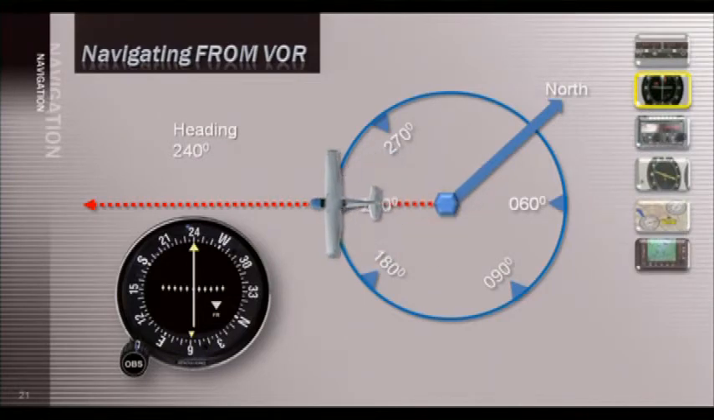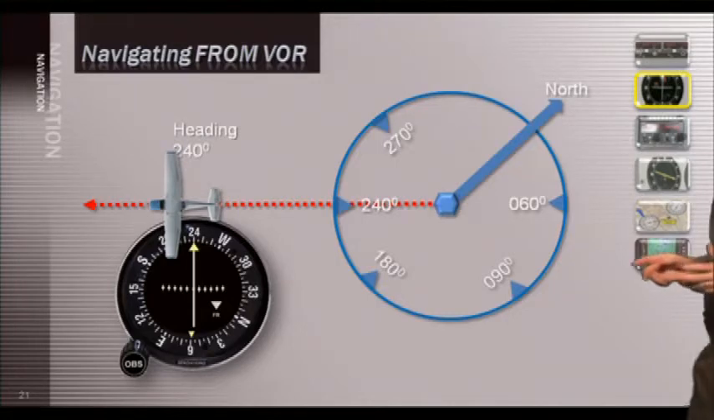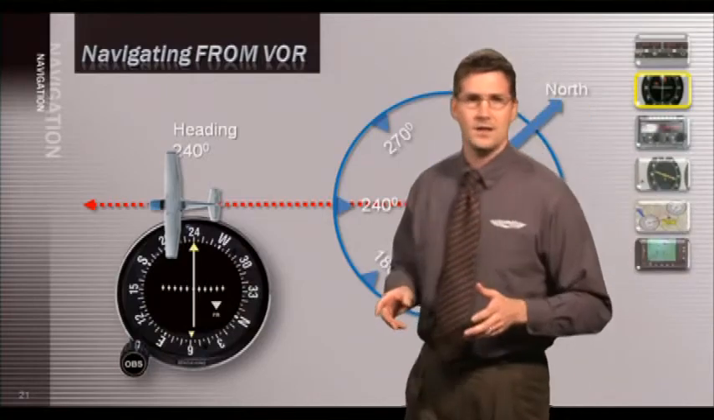If we fly 240 degrees and we have 240 set in the VOR indicator with the needle centered, we are flying out directly over the 240 degree radial from the VOR station. Your compass heading should match this 240 degree radial as well.